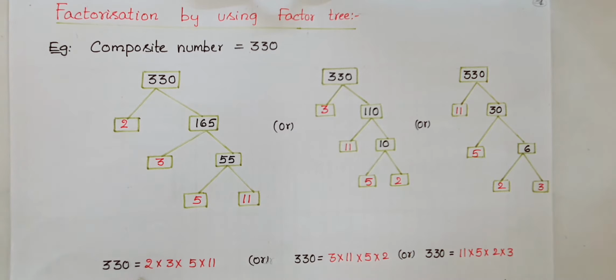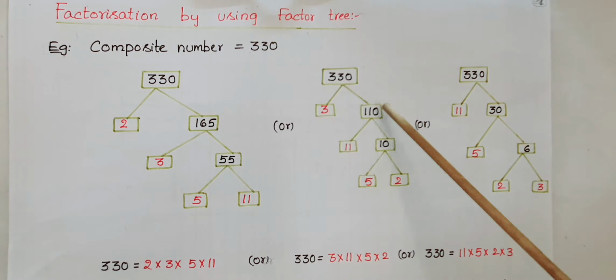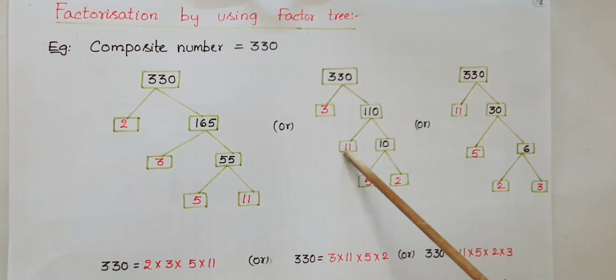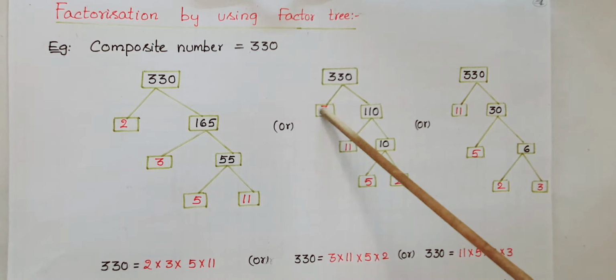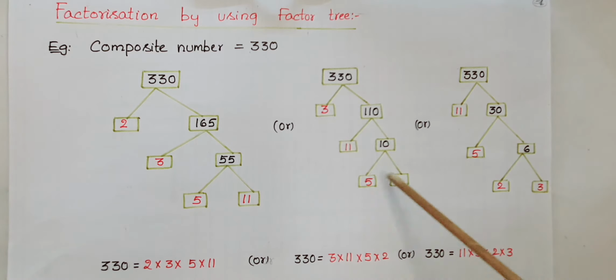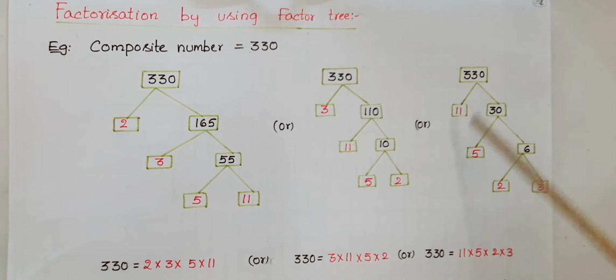That is 330. If you see here, 330 you can also write as 3 into 110. And 110 again you can write as 11 into 10, and 10 you can write as 5 into 2. So 330 is equal to the product of these prime factors: 3 into 11 into 5 into 2. Again, you can express 330 like this: 11 into 5 into 2 into 3. Here the prime factors are in this order: 11 into 5 into 2 into 3.